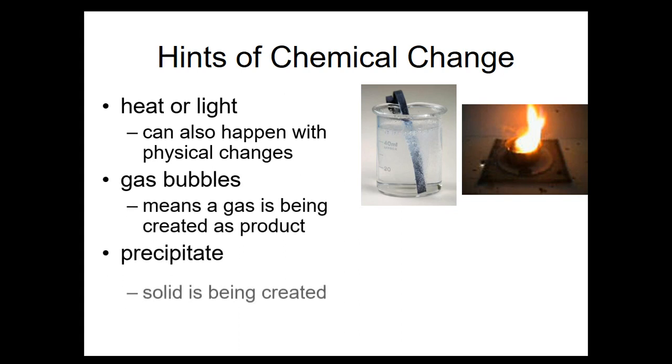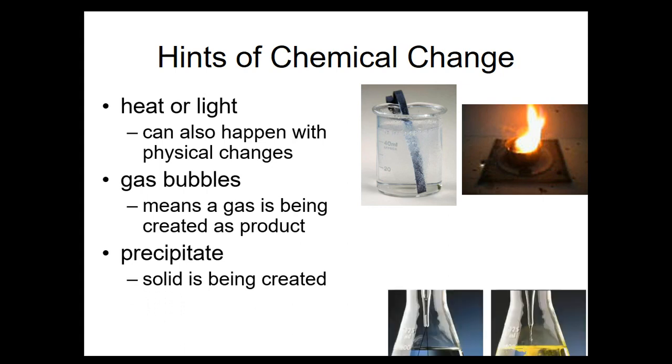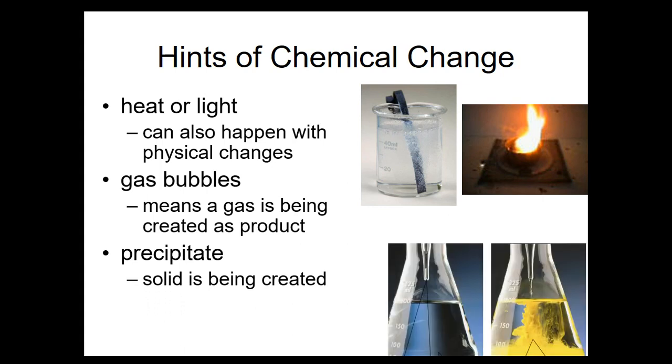If you see a precipitate, like if you're mixing two liquids together and suddenly you see a solid in the container, that's a precipitate. And you might see a color change. In this picture here, we also see a color change. So these are all hints that a chemical change is occurring.